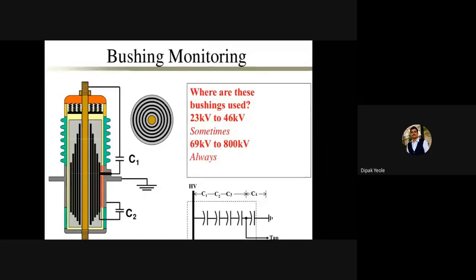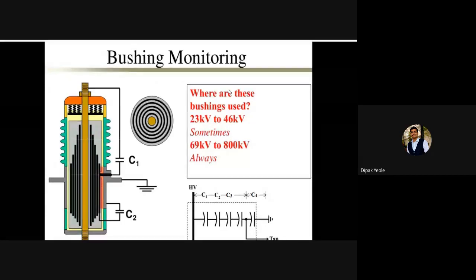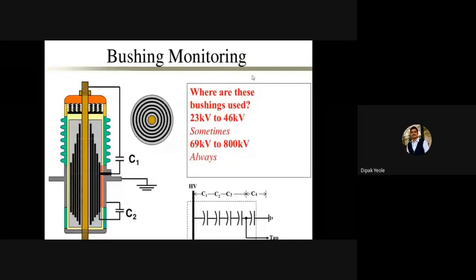This is the internal picture where you can see the bushing. These are the ground sleeves, and this is the head of the bushing. Now, where are these bushings used? A question will be asked: where do we use the bushing for our transformer? Obviously, the answer is that about 23 kilovolt to 46 kilovolt bushing is used.